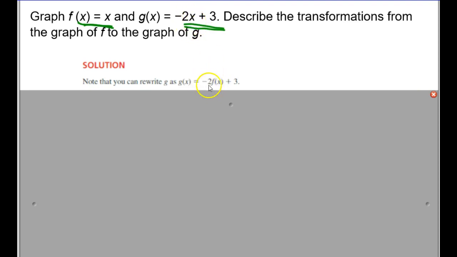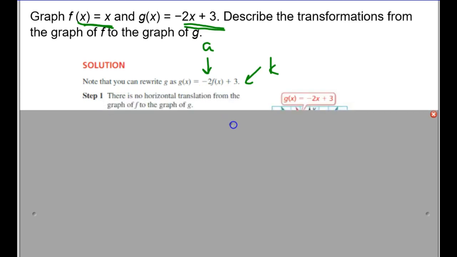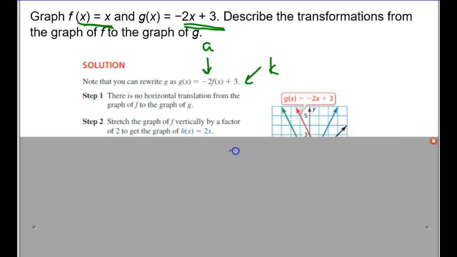So I know I have my -2 out front and my +3. This tells me I have an a value of -2 and a k value of 3. I don't in this one have an h. So there's no horizontal, so I don't have to do that piece. So that was step 1, do horizontal. Step 2 was that stretch. So I'm going to stretch it vertically by a factor of 2.